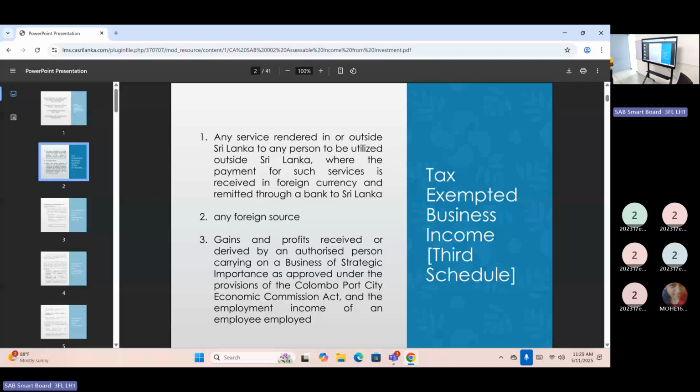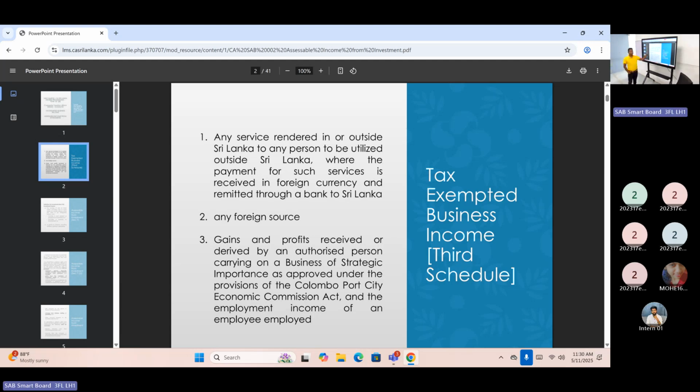We can say that these are service exports, the services they are doing from Sri Lanka, or if you go outside Sri Lanka and do those services. But the services must be consumed outside Sri Lanka, earned in foreign currency and received through a bank. All these conditions must be satisfied: utilized outside Sri Lanka, with payment for such services received in foreign currency through the banking system.